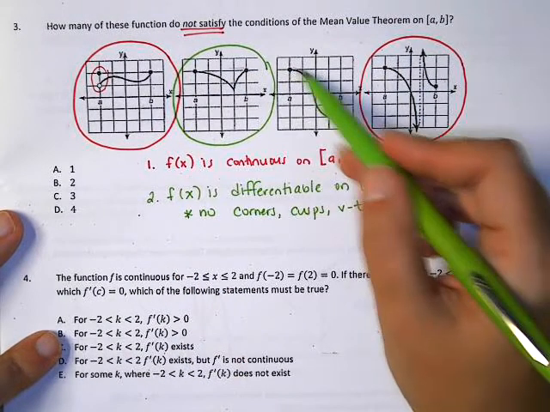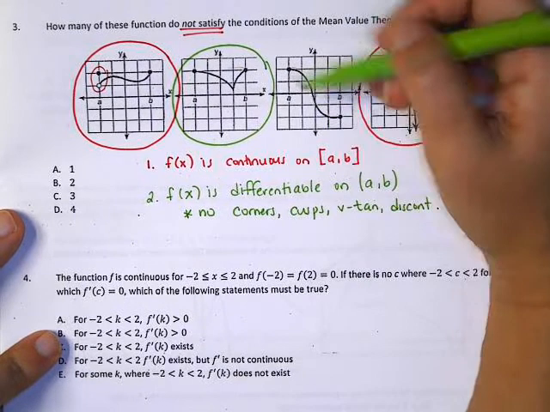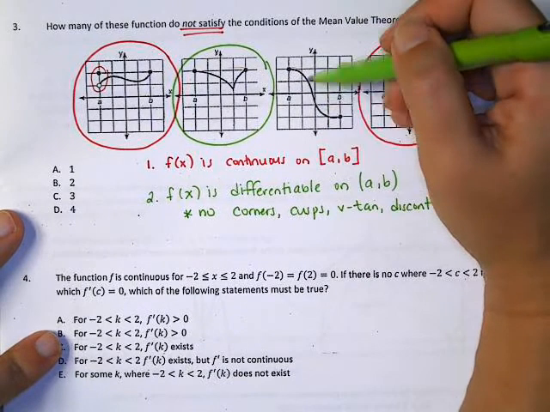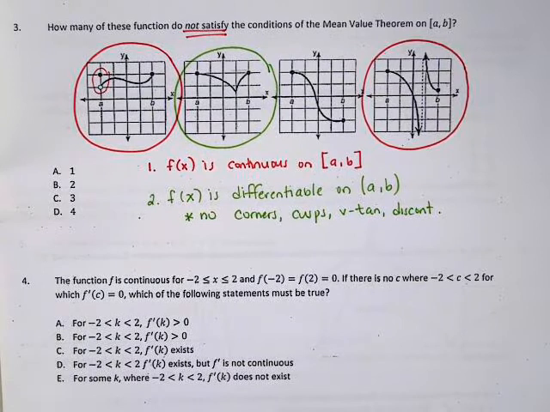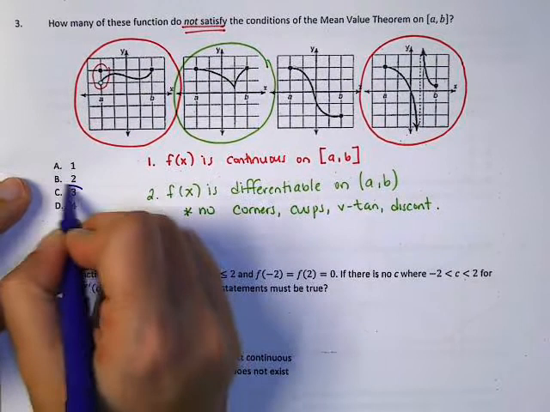Here, everything looks pretty good. It's not quite a vertical tangent. The tangent lines would still be diagonal here. So it looks to me like 3 of these functions do not satisfy the conditions. So I would say C.